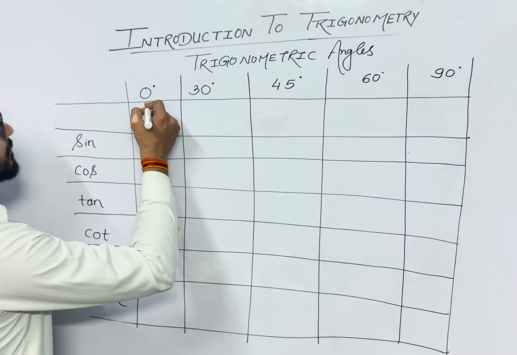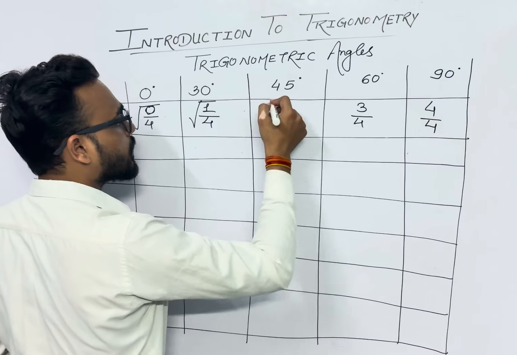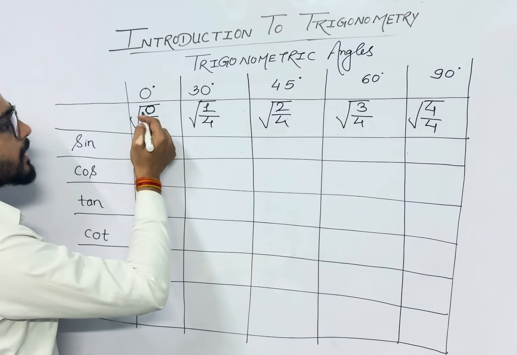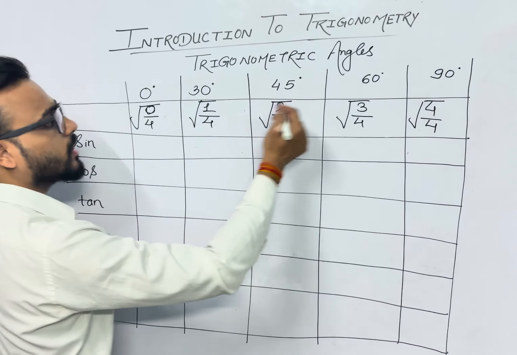If we do the numbering, that is 0, 1, 2, 3 and 4, and divide each of the values by 4, and after dividing we take the under root. What we have to do first of all is the numbering, that is 0, 1, 2, 3 and 4, and divide all these values by 4, and after dividing take the under root.